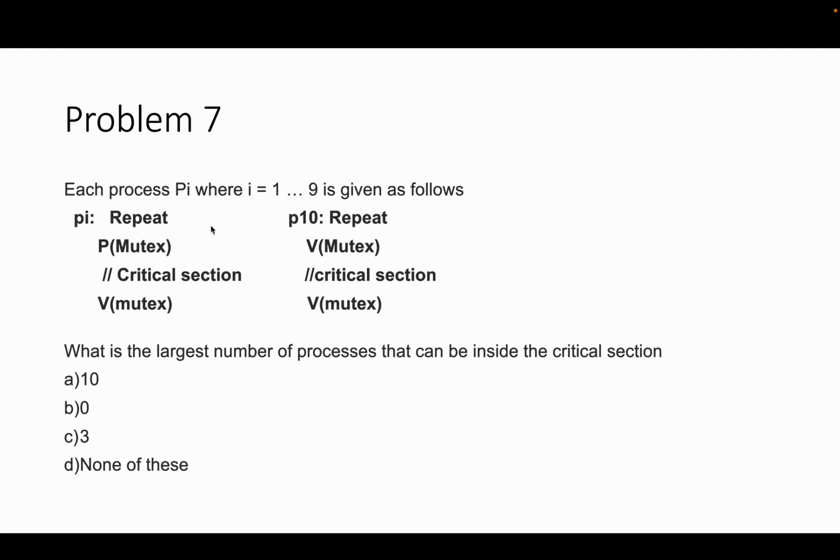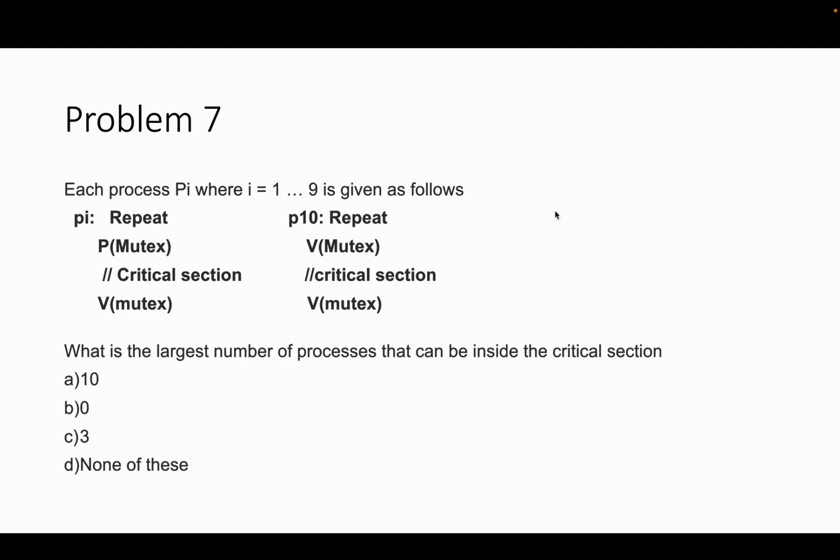After that, another process from this set can enter, and then P10 executes again. So if a process from this set enters the critical section, and after that we execute P10, then another process from the set can execute. So basically, it will alternate between a process from this set and P10. First P1 executes, then P10, then P2, then P10, then P3, then P10.